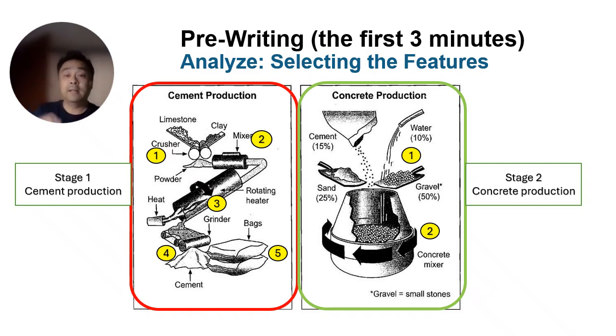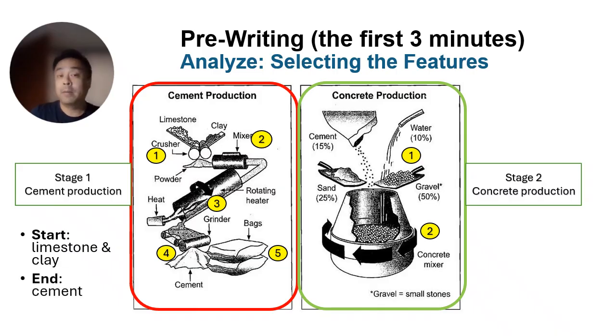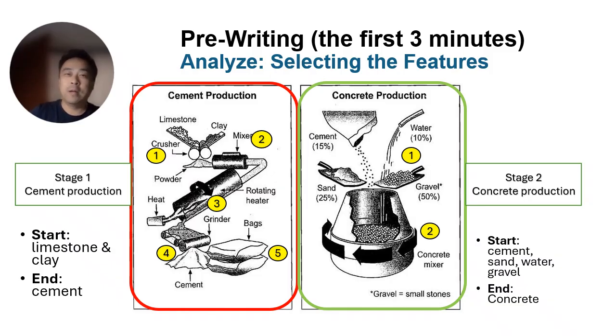I also find it very handy to quickly note down what goes in and what is made by the end of each stage. So here in stage 1, we start with limestone and clay, and we come out with cement powder. And in stage 2, we have 4 products, one of which is the cement from the first stage, and we end with concrete. Now, that's not the only thing you need to do when you analyze your graph in the first 3 minutes.